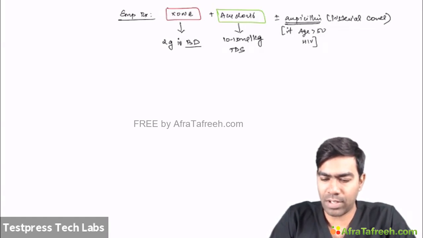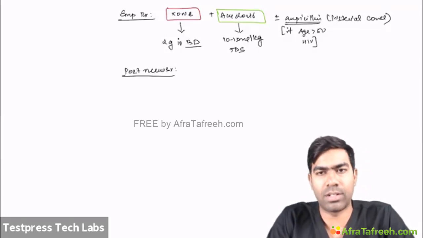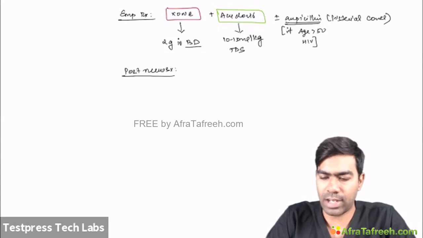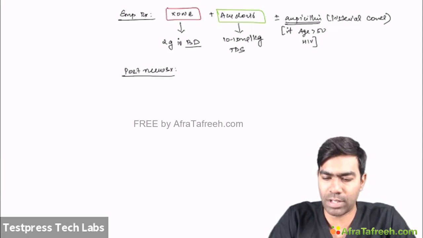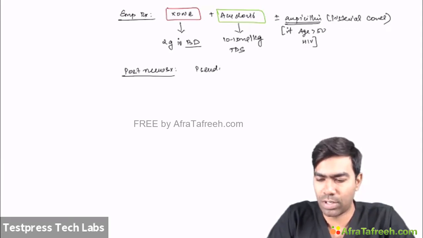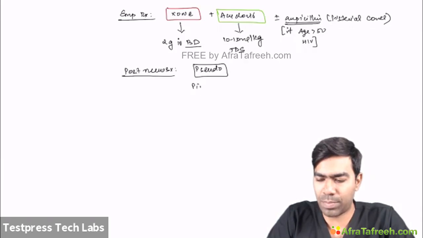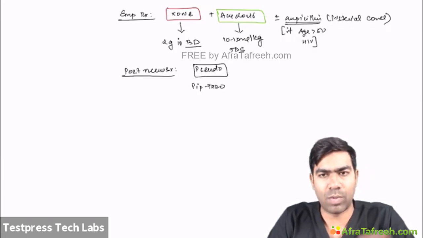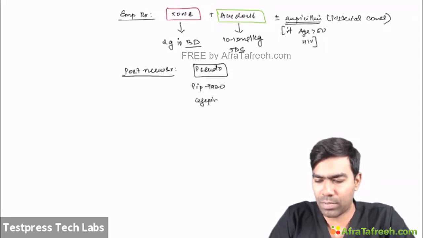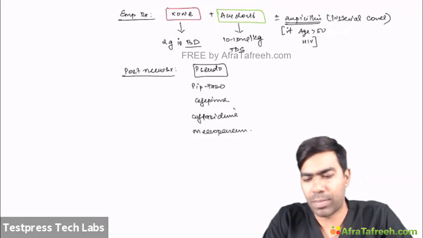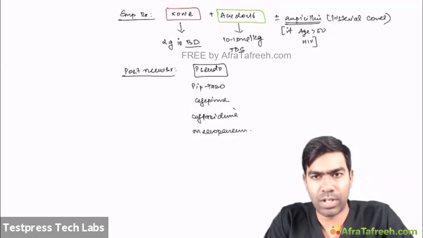Suppose the patient is having a post-neurosurgery infection, some brain infection. In this setting, I'll typically start piperacillin tazobactam. I have to give a pseudomonal cover, which is the more important thing here. For pseudomonal cover, I can start piperacillin tazobactam, or I can start cefepime, or ceftazidime, or meropenem as well. Any one of these drugs I'll be giving.